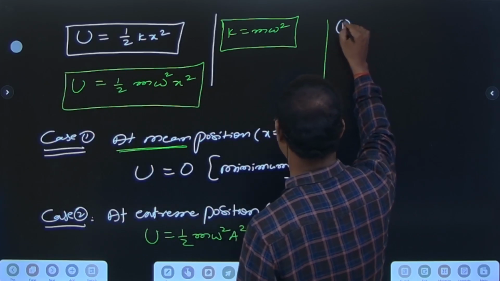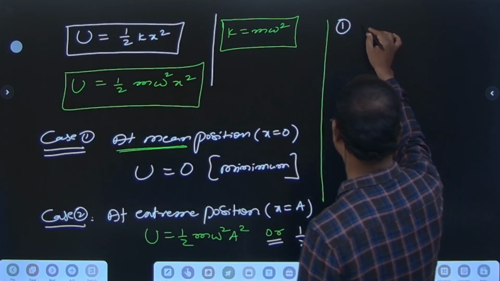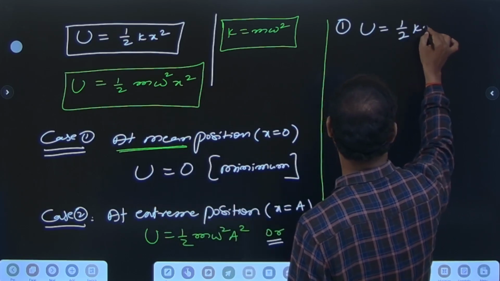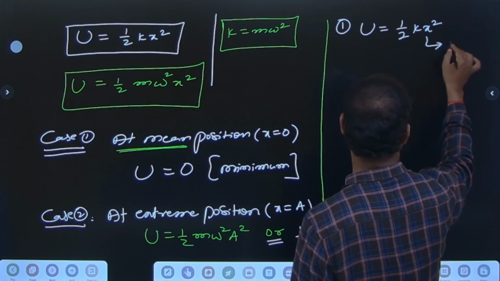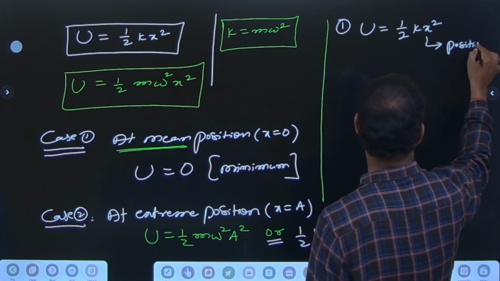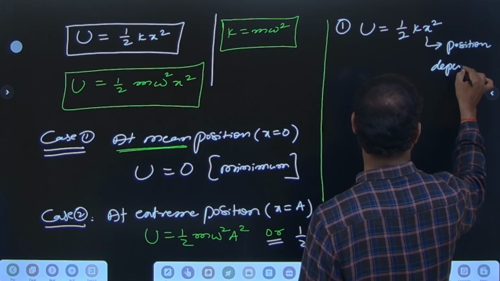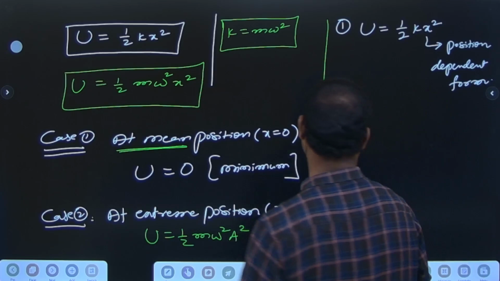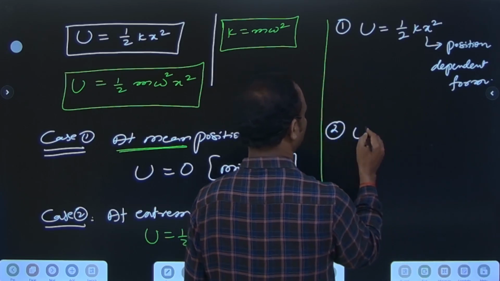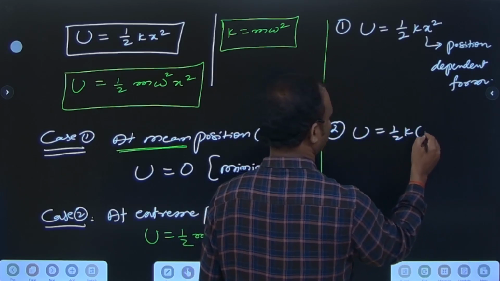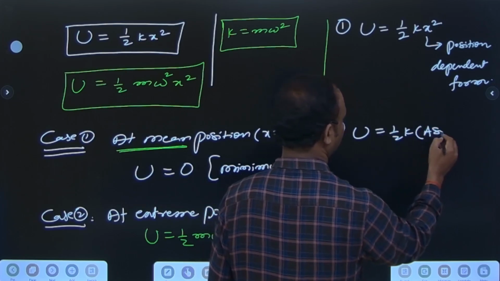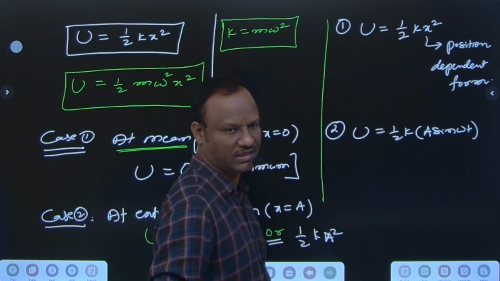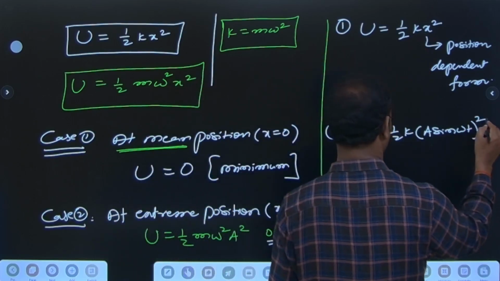Same thing here: what is the time dependent or position dependent form for potential energy? Potential energy U is equal to half k x square. Here x means it is the position dependent form. For the second one, U is equal to half k times x, where x means a sin omega t. In place of x, we write a sin omega t, squared.